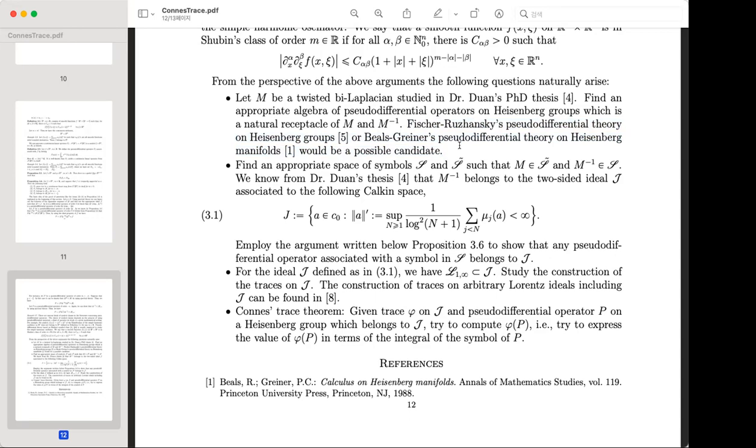After our seminar today, I'll try to find the appropriate symbol space which has the symbol of this twisted Laplacian, and study the pseudo differential calculus on Heisenberg group associated with that symbol space. But I'm not sure about the answer for now. That's all I got for today. Thank you very much for your attention.